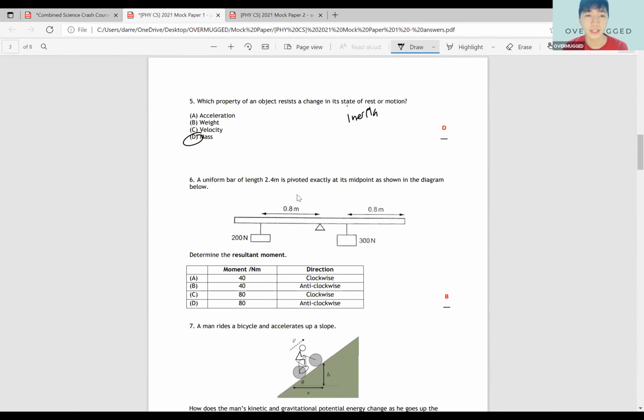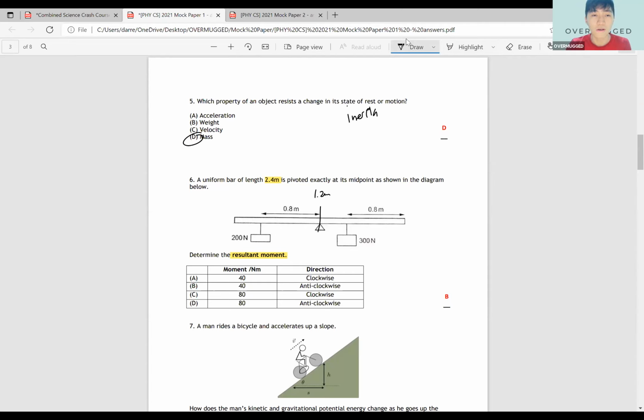Question 6. This is obviously a question about the principle of moments, right? If we want this to be balanced, we need clockwise to be equal to anticlockwise. But in this question, they're asking for resultant moment. What this means is that it's not balanced, so there is tilting one way or the other. So how do we do this question? Here, they told us that the beam is 2.4 meters, which means the midpoint is at the 1.2 meter mark.